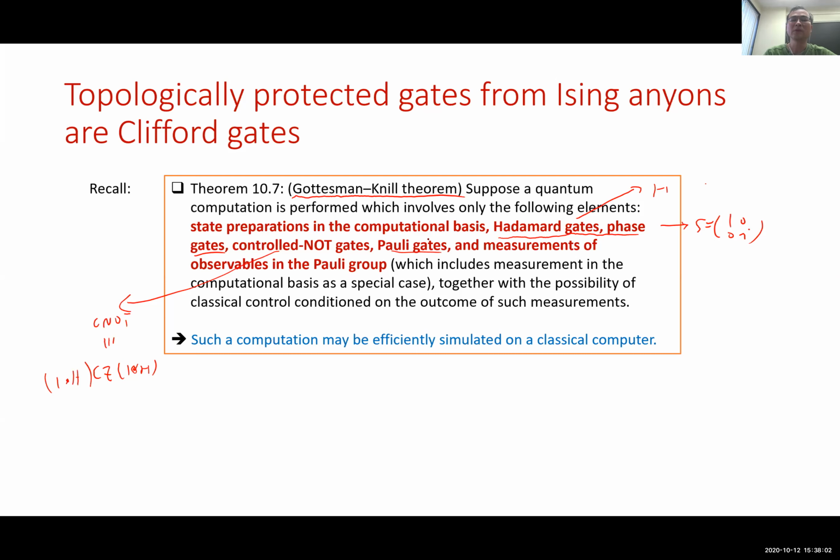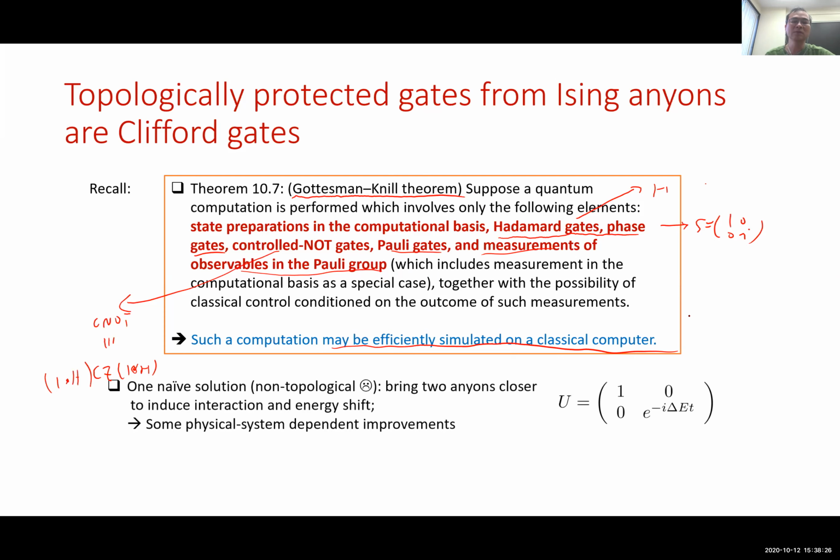Polygate X, Y, Z, and measurement of observable in the poly group. Then if you equip only these capability, such a computation can be efficiently simulated. So somehow this is bad for the Ising-anyon because you cannot achieve universal quantum computation. Okay. So how do you solve that?